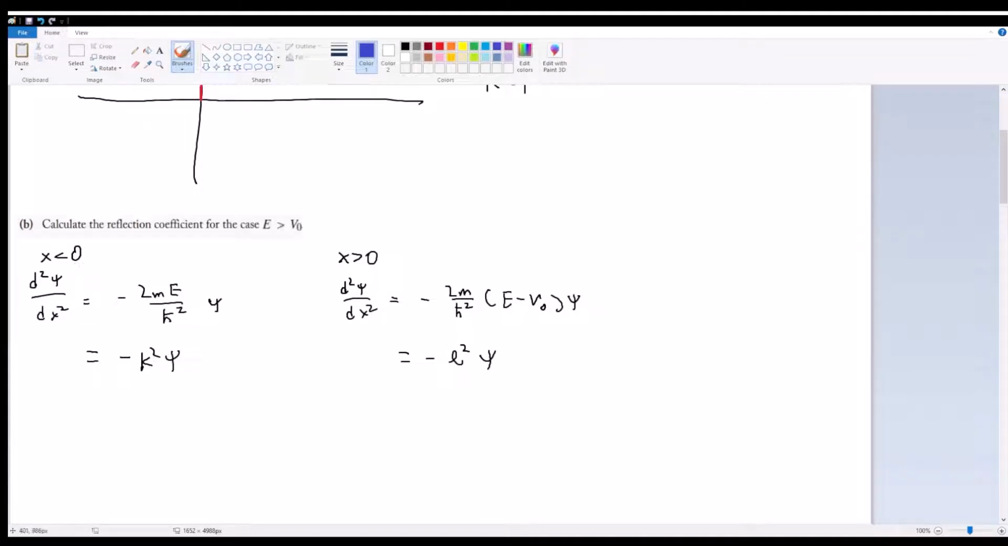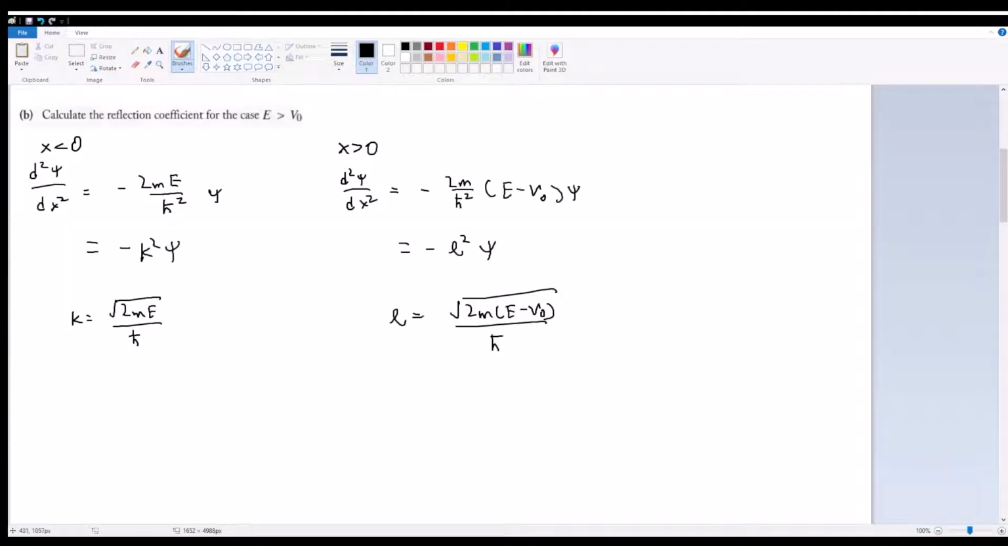When x is less than 0, we use k, where k is equal to the square root of 2mE over h bar. And then when x is greater than 0, we use L, where L is going to be E minus V naught instead of an E term. So for reference, k is equal to the square root of 2mE divided by h bar, and L is equal to the square root of 2m(E minus V naught) divided by h bar.